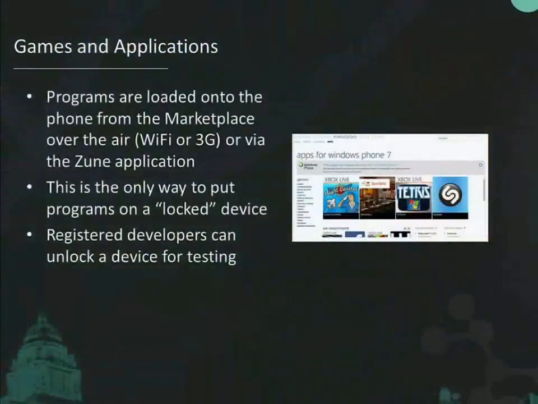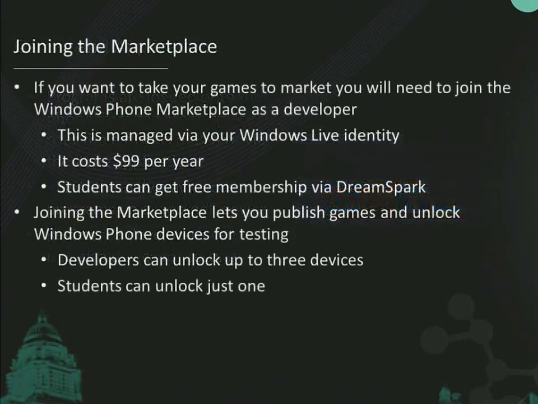And so the idea is you register, and then once you're registered, you can submit applications to the marketplace, and you can also unlock devices for development. A standard Windows phone you buy in the shops and sign up for a contract will not accept applications from Visual Studio. There's an unlocking process you have to go through, which is managed via Marketplace, and developers can do that to 2 or 3 of their phones. It costs you $99 a year. It's all done via your Windows Live identity.